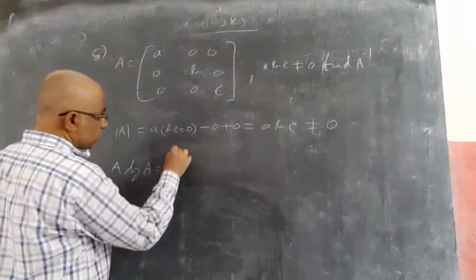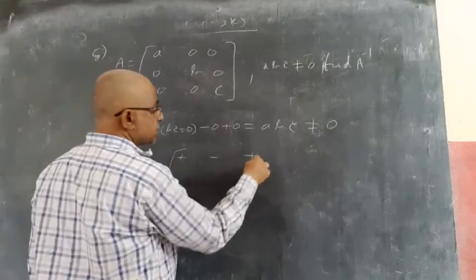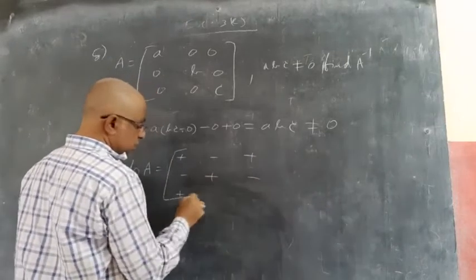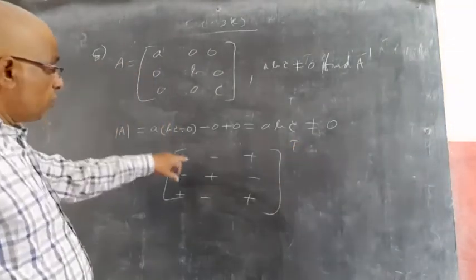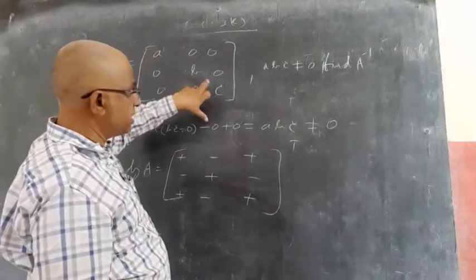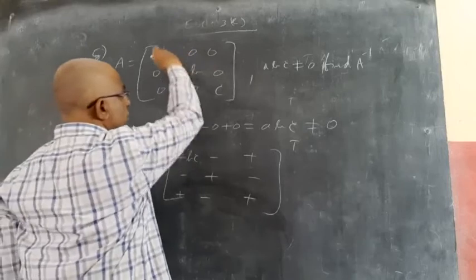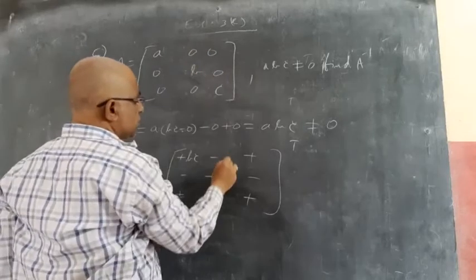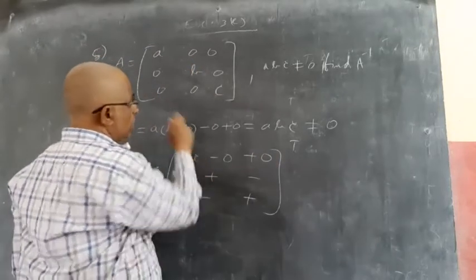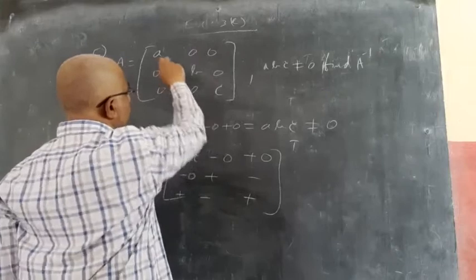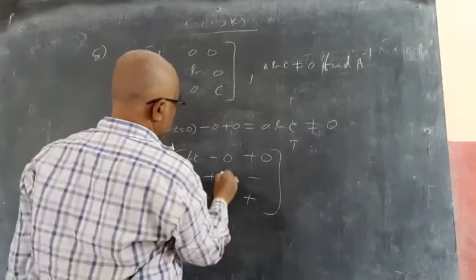Adjoint A equal to... I told you the shortcut: keep plus, minus, plus, minus, plus, minus, plus, minus, plus. Then transpose. Now to find this element, close this row, this column, and find this: BC minus 0 gives you BC. And here, closing this row, this column gives you 0 minus 0, 0. For this element, closing this row, this column, 0. Same for this element, 0. But coming to this, closing this row, this column, AC minus 0 is AC.